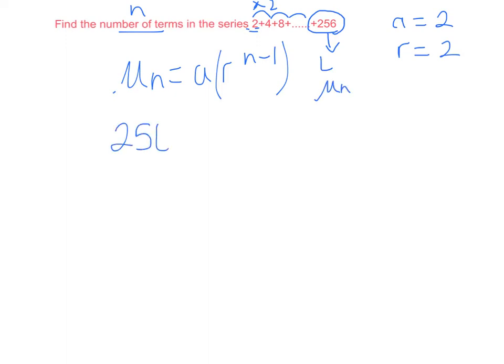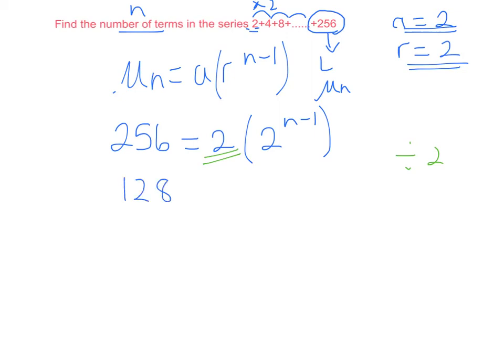So in here is going 256. The a is 2, so that's going into there. And the 2 is going into here. Okay, so the first thing I'm going to do is get rid of this 2 by dividing both sides by 2. And 256 divided by 2 is 128. So 128 equals 2 to the power of n minus 1.